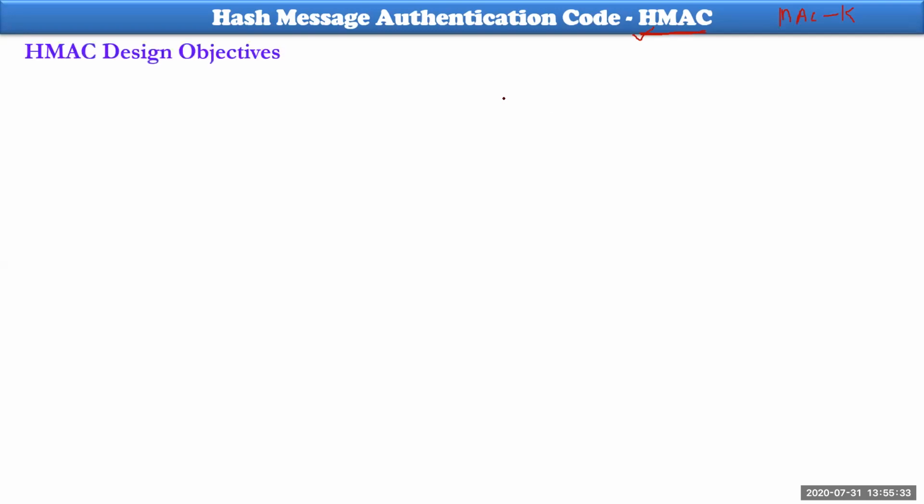Let us come across this one. What are the design objectives? Why was HMAC created here? Number one, these hash functions will be made available for anybody freely. If you give a hash function to people, sometimes there might be some kind of problems to access the code also.